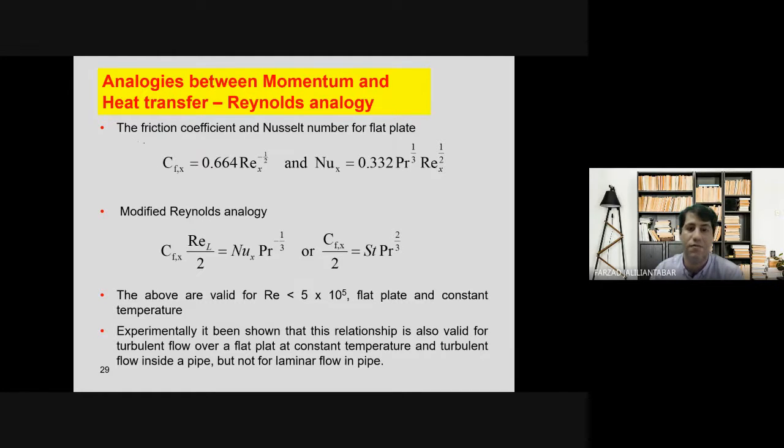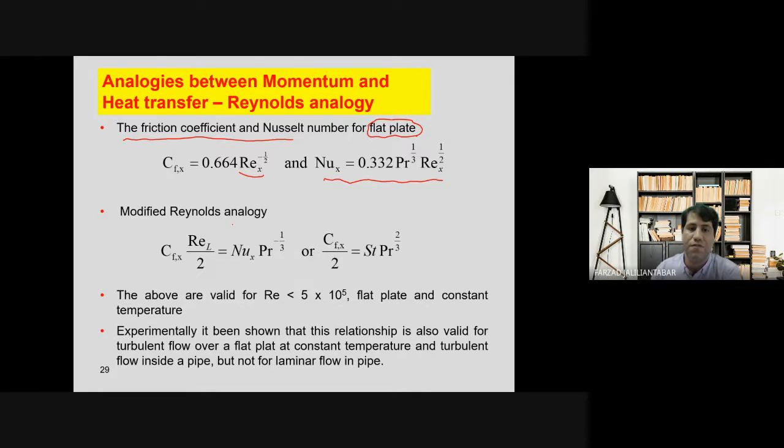And the friction coefficient also can be calculated by Nusselt number for flat plate. This is important. Cfx is equal to 0.664 Reynolds number, or local Reynolds number, power negative 1/2. Or using this equation, you can calculate local Nusselt number. All of these equations are useful, and we will see them in the exam.